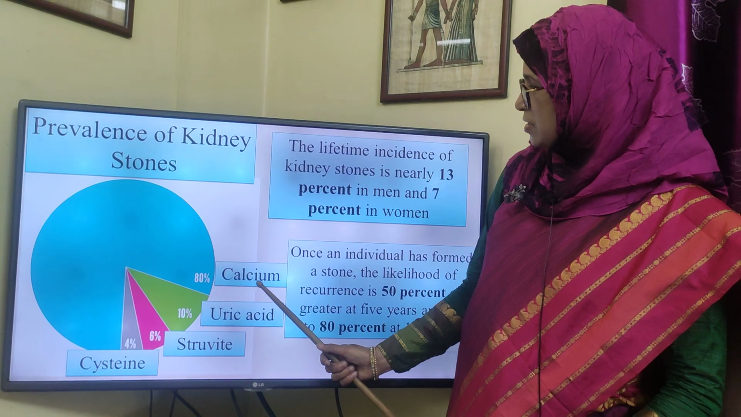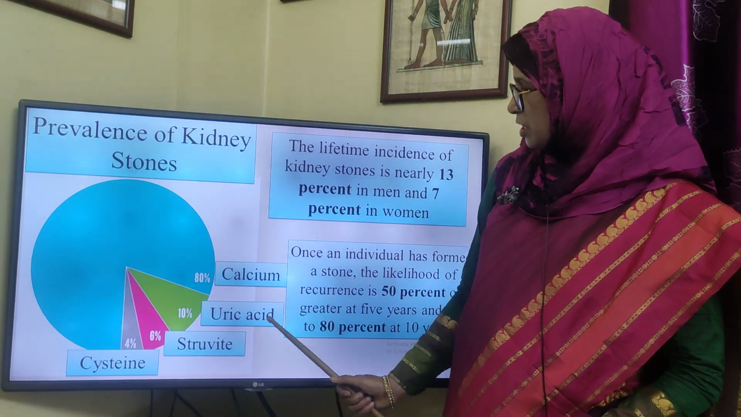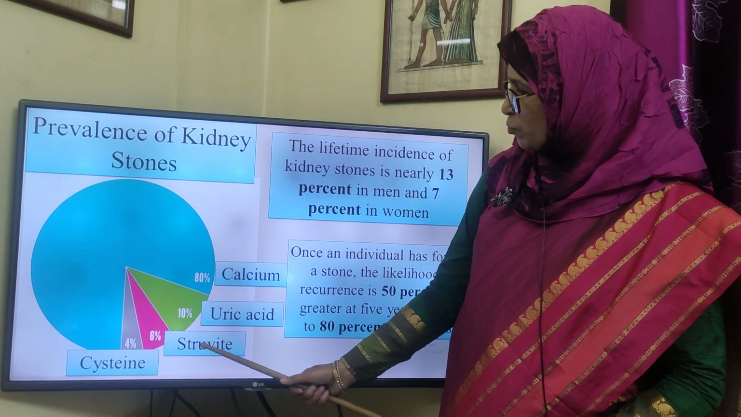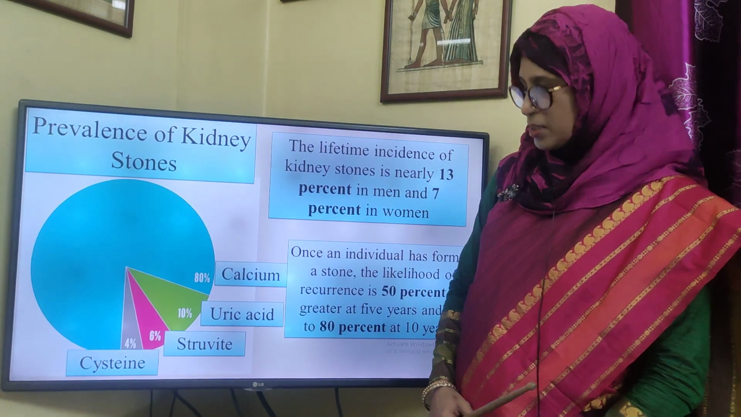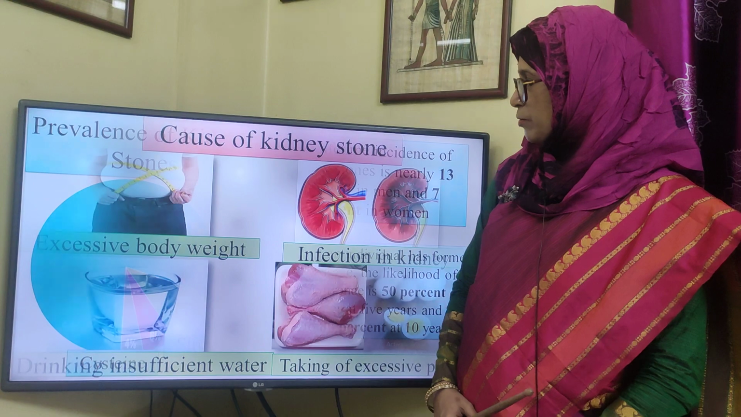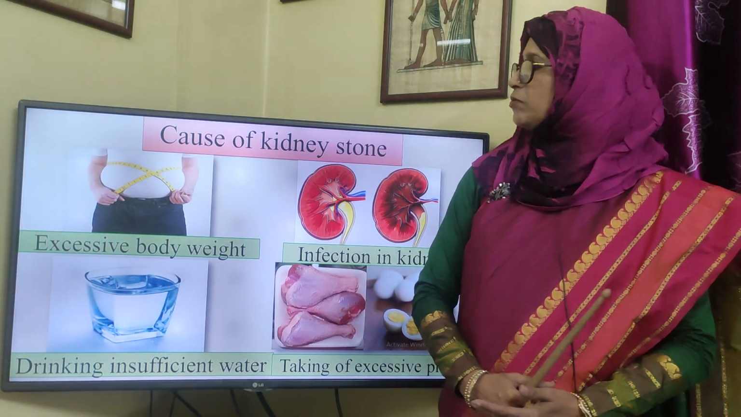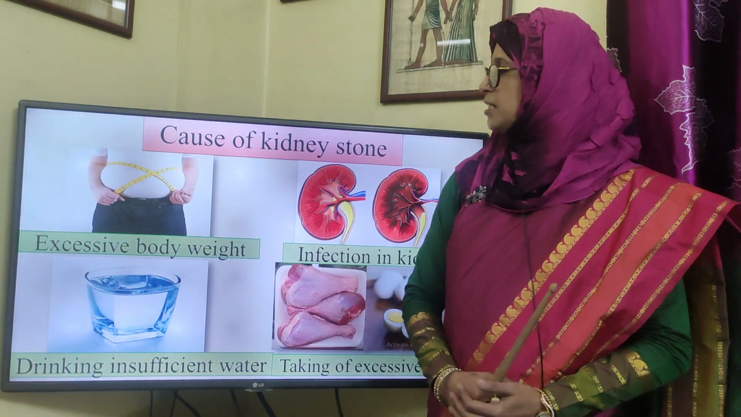So 80% is calcium, 10% is uric acid, 8% is struvite, and only 5% is crystalline. Okay, this one is a different type of kidney stone. Now, what are the causes of kidney stone?